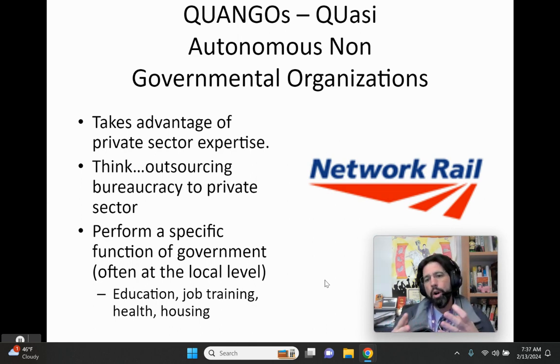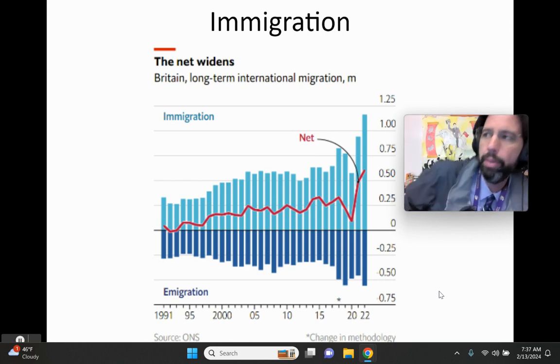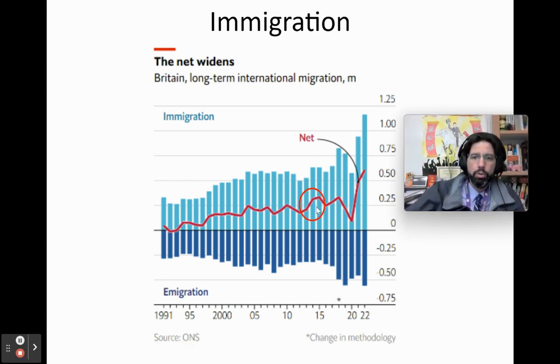They don't really build things or know how to do that. So Quangos are slowly taking some of this private sector expertise and trying to make things more efficient, making sure it works on the local level. Issue number two is immigration. The UK has an immigration problem just like anywhere else in the world.